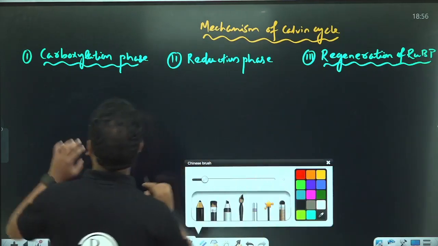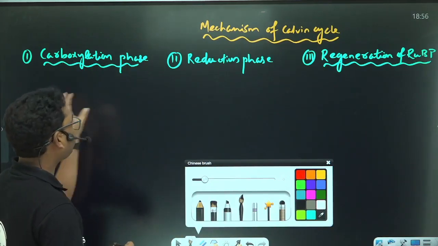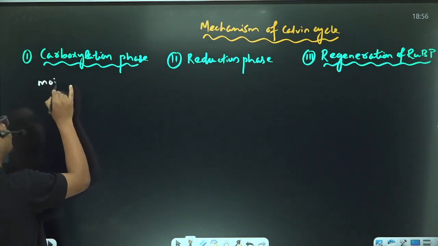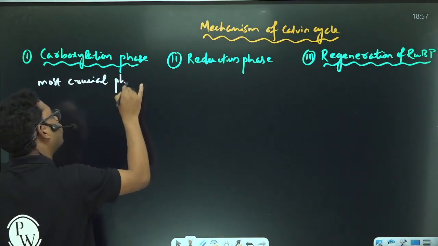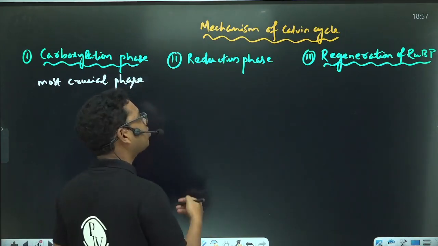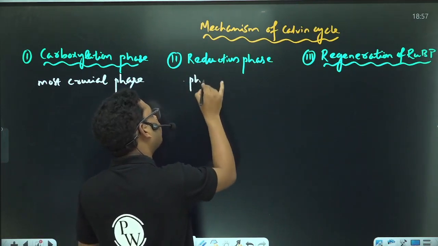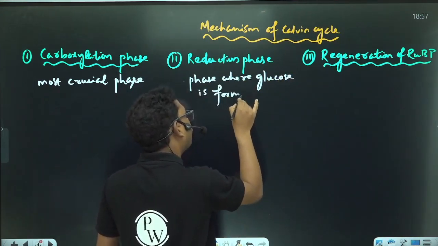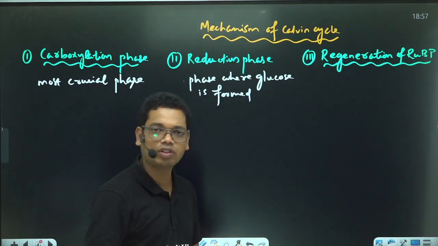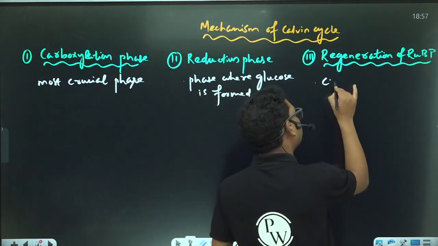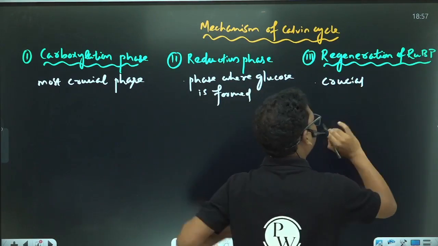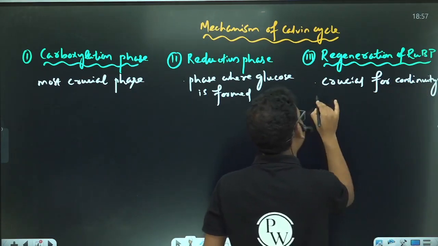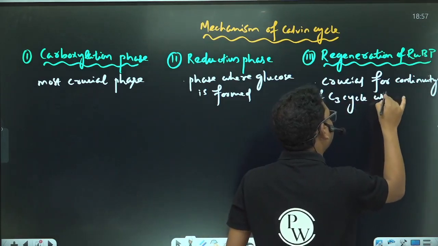Remember, the Calvin cycle completes in these three phases. Which is the most crucial phase? Carboxylation phase. This is very, very important. This is the most crucial phase of the Calvin cycle. The reduction phase is the phase where glucose is formed. And if you want to continue the Calvin cycle without interruption, then the regeneration phase is important. This is most crucial, and this is simply crucial for continuity of the C3 cycle without any interruption.